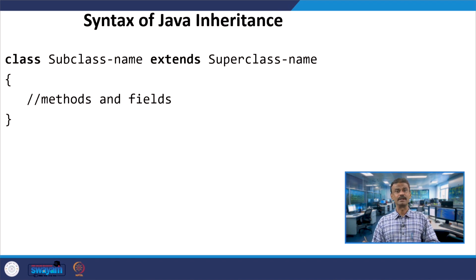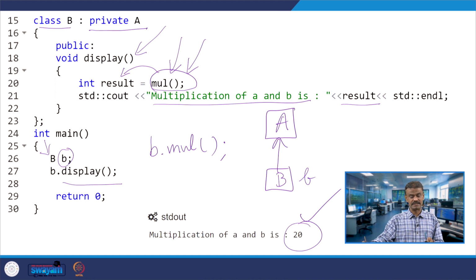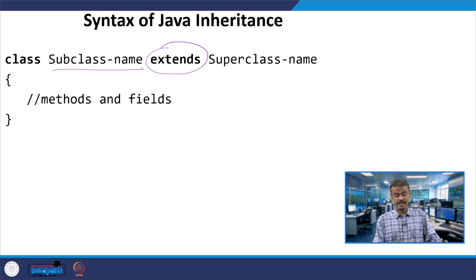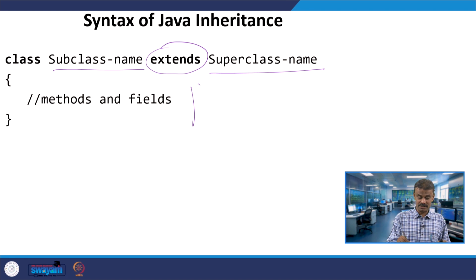Now, similarly, in Java we have a syntax like this. In the case of C++ we wrote class B colon private A, where class B is the derived class and A is the base class. Here in Java we have to use the keyword extends. So, class name of the subclass extends a superclass: class B extends class A. Class B and class A are names of the classes, and then you have methods and fields.